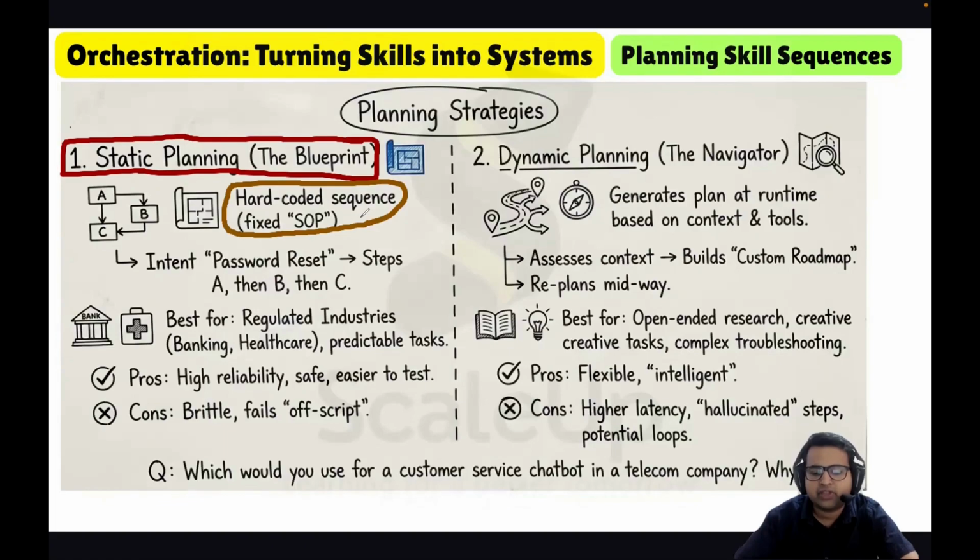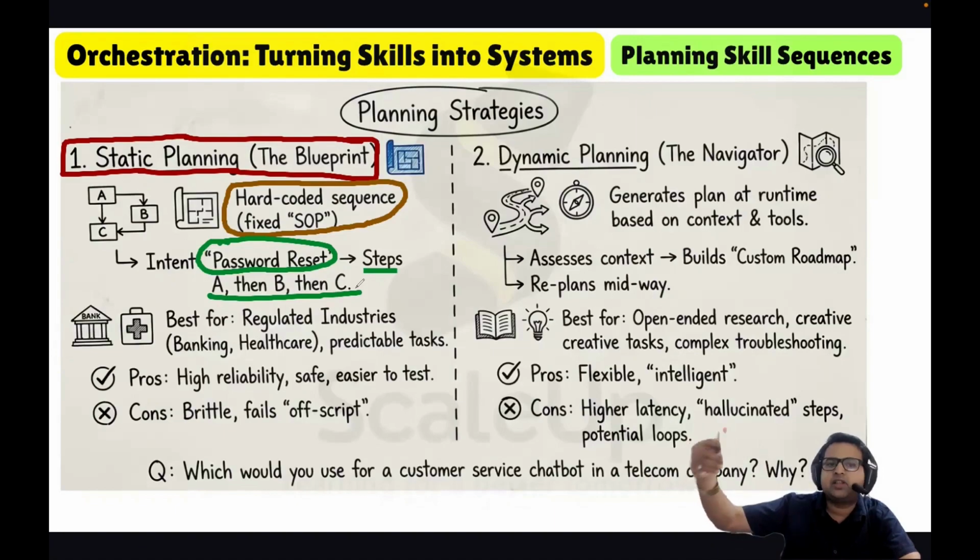The agent follows fixed standard operating procedures. For example, if the intent is password reset, there is an SOP for that: to reset the password, follow step A, then step B, then step C. That is what static planning is, hard-coded sequences. It works this way: every time a specific intent is detected, the agent follows the fixed standard operating procedure, fixed steps.